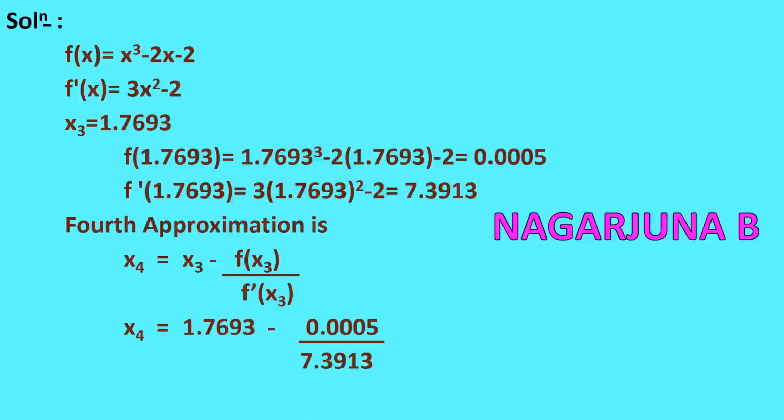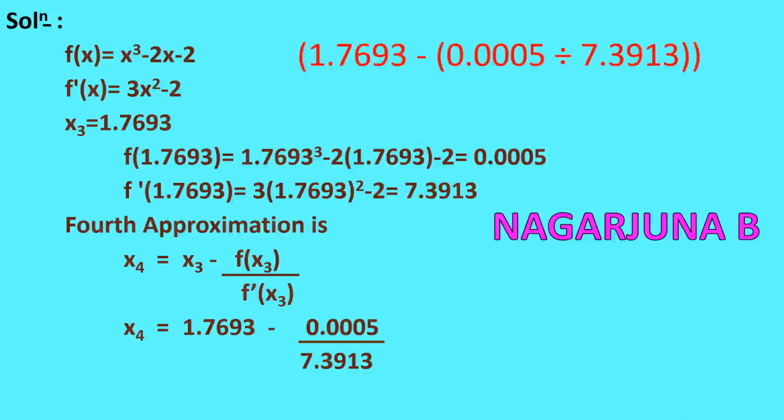7.3913. This one in the calculator you can write in this way: open the bracket 1.7693 minus 0.0005 divided by 7.3913, close the bracket, again close the bracket. You get the answer, and that answer is x4 is equal to 1.7693. This one is rounded off to 4 significant digits after the decimal point.